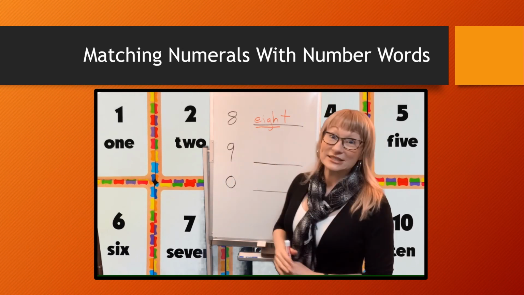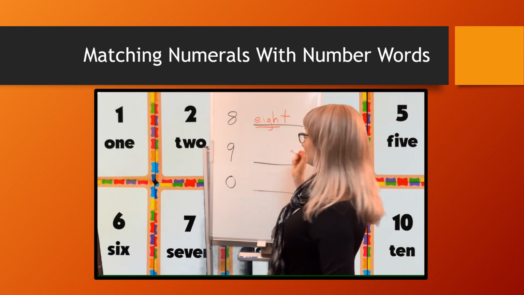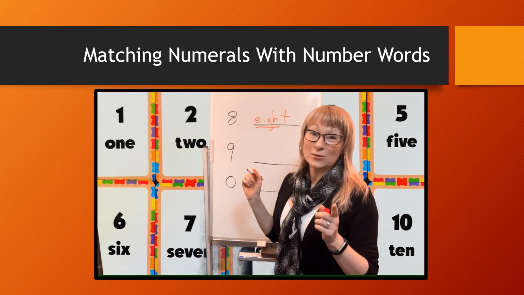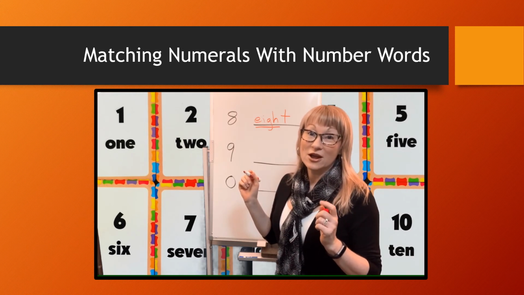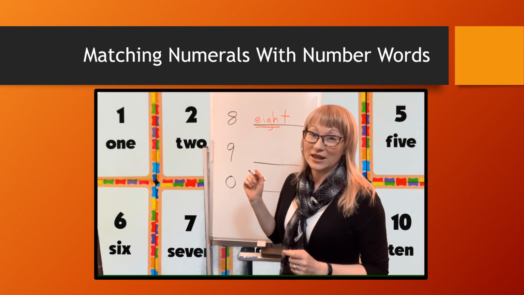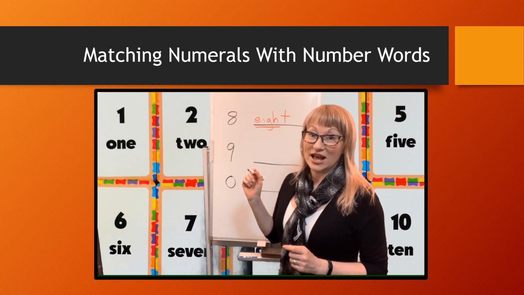Okay, the next number we're looking at is 9. So N-I-N. There's something really quiet on the end there. I'm sure that you've had some work with it already and you can kind of figure out what's on the end that's making no sound at all.